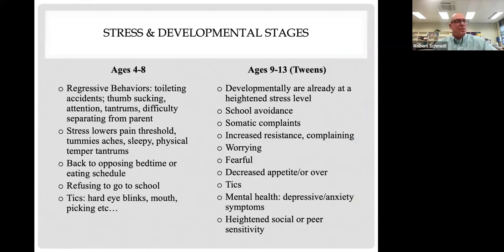So developmental stages of stress and how that may affect the youngest of kids, you will see for ages just in general. There's nothing black or white or set in stone about this, but just in general, typically the youngest of kids, ages 4, 5, and 6, maybe even 7, you might see some regressive behaviors. And these are going back to maybe seeing some toileting accidents, thumb sucking, maybe the inability to maintain a level of attention. You may have some behavioral tantrums, difficulty separating from the parent, like when there's a car rider drop-off or they're getting on the bus, or even leaving the house in the morning, it may seem that your child is more clingy to you.